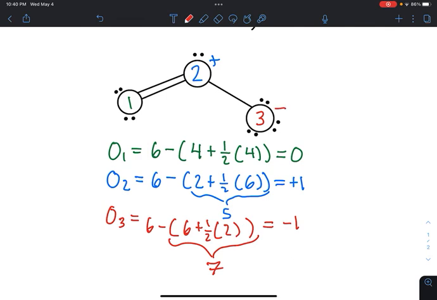So the overall charge of O3 would be 0 because these two cancel out.